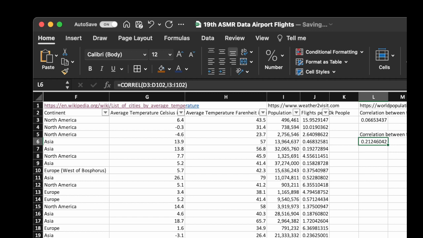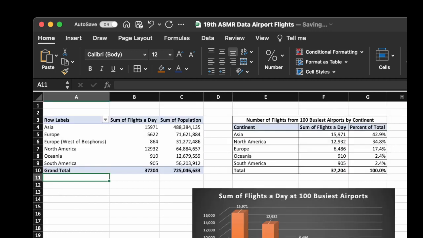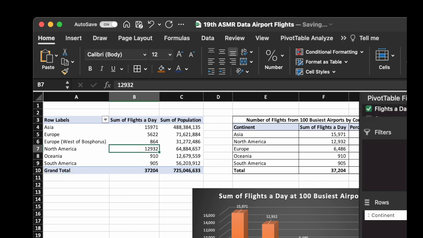Okay, so we get into the charts. This first chart shows the sum of flights in a day, and then the sum of the population. You can see Asia and North America lead the way. Europe's third. Well, they say combined, Europe's third, and then Oceania, and again, Oceania's really Australia, because New Zealand and none of the other places in Oceania had any entries. And then South America.